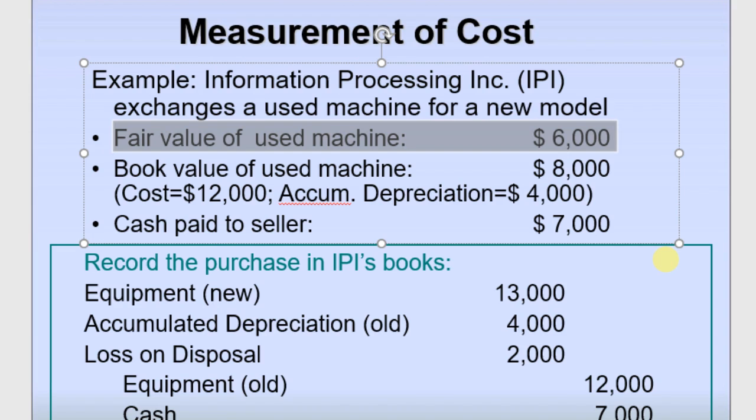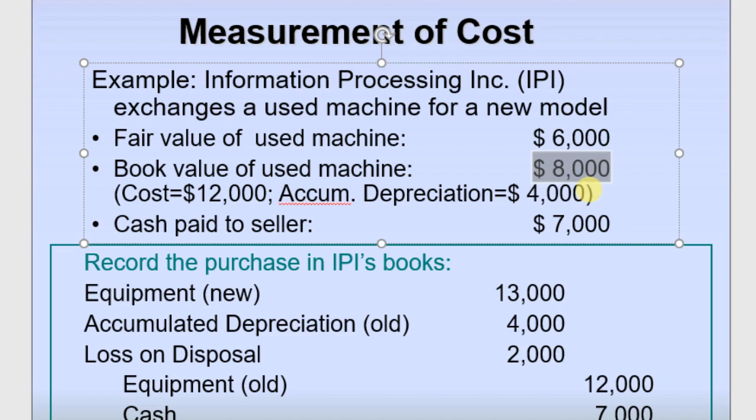And that's because, of course, you could go to a dealership and they might sell you something for less. They might give you $1,000 off or $2,000 off. So list price is not necessarily the same as fair value. So we're using the fair value of what we gave up. The cost of our old machine was 12. Accumulated depreciation is 4. So the book value is 8.